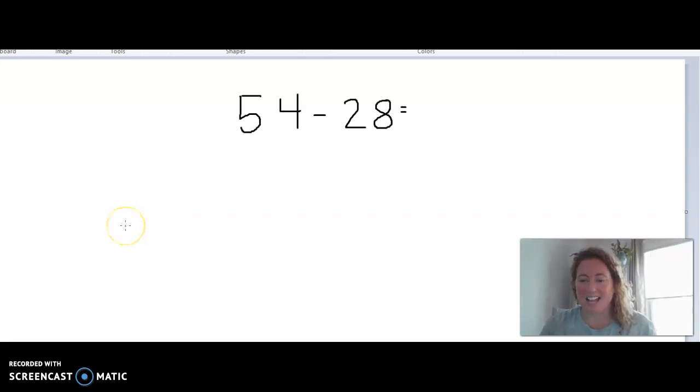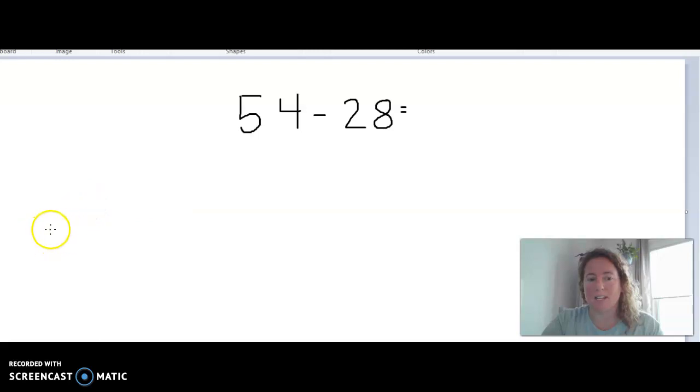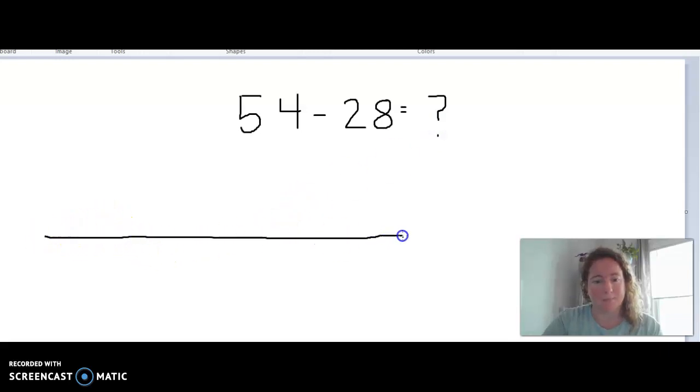Hey guys, the last strategy we're going to practice this week is subtracting on a number line. I have the equation 54 minus 28 equals what? So I'm going to draw my number line. There's a couple of different ways that you can use a number line to subtract, but the way I'm going to practice today is starting at 54 on this end, and I'm going to move back 28.